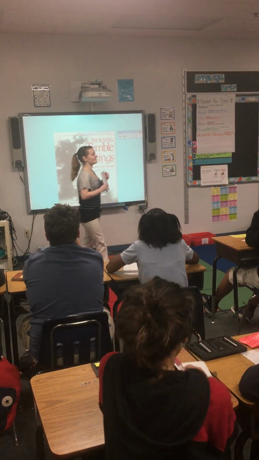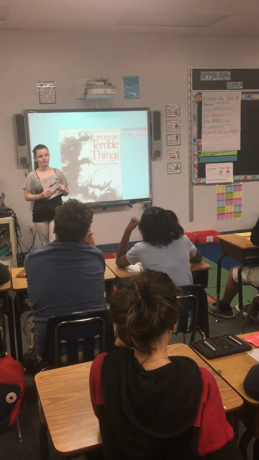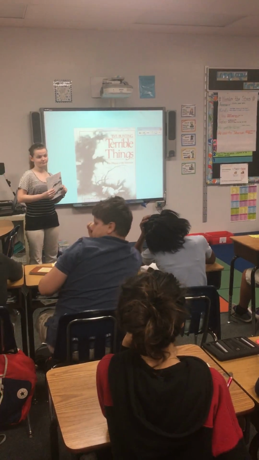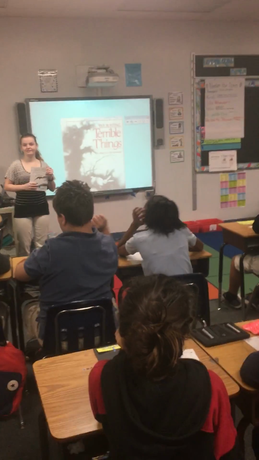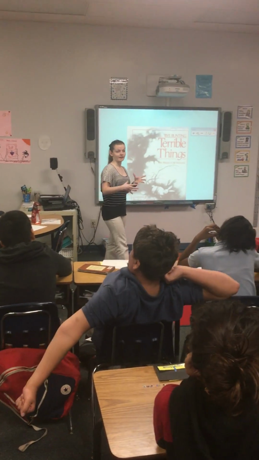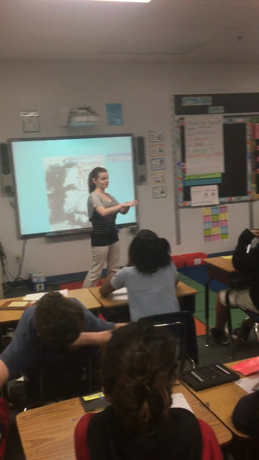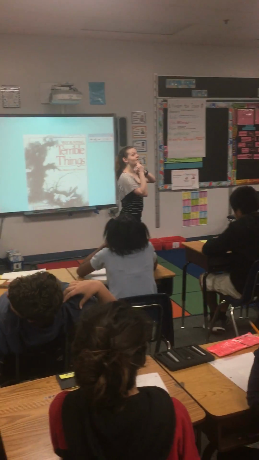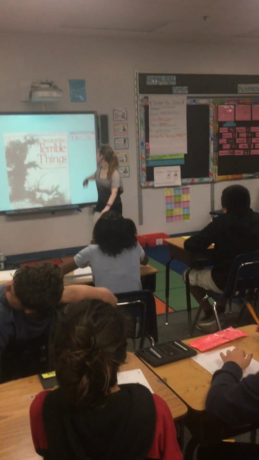So thinking of the book, what do you think the terrible things represented? The Nazis. And what do you think the animals represented? Raise your hand. Chauncey? The Jews. Okay.